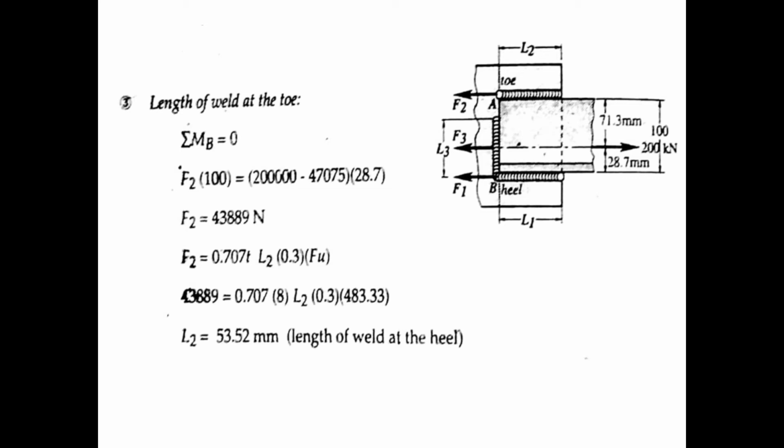So to find the value of L sub 2, we have the formula of F sub 2, which is equal to 0.707 times T times L sub 2 times 0.3 times F sub u. So the value of F sub 2, which is equal to 43,889, is equal to 0.707 times 8 times L sub 2 times 0.3 times 483.33. So we have now the value of L sub 2, which is equal to 53.52 millimeter, the length of weld at the toe.